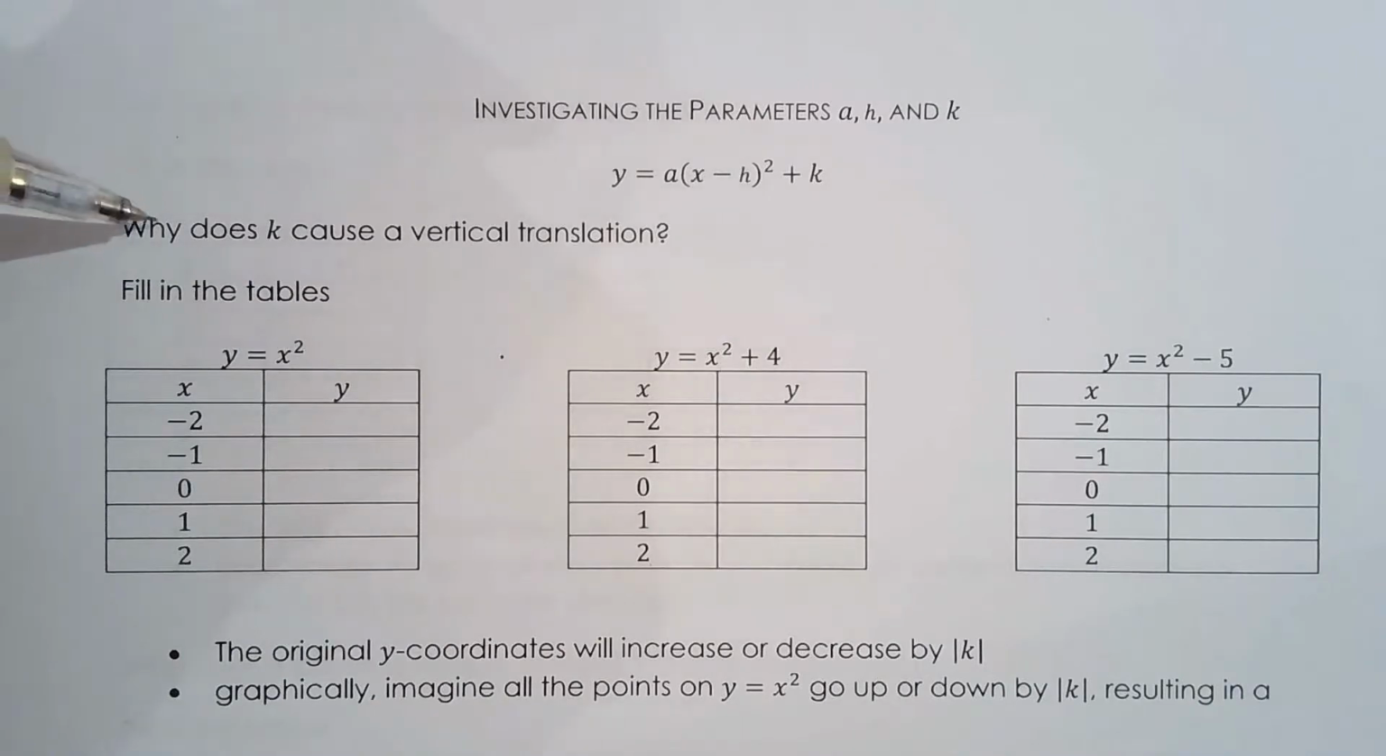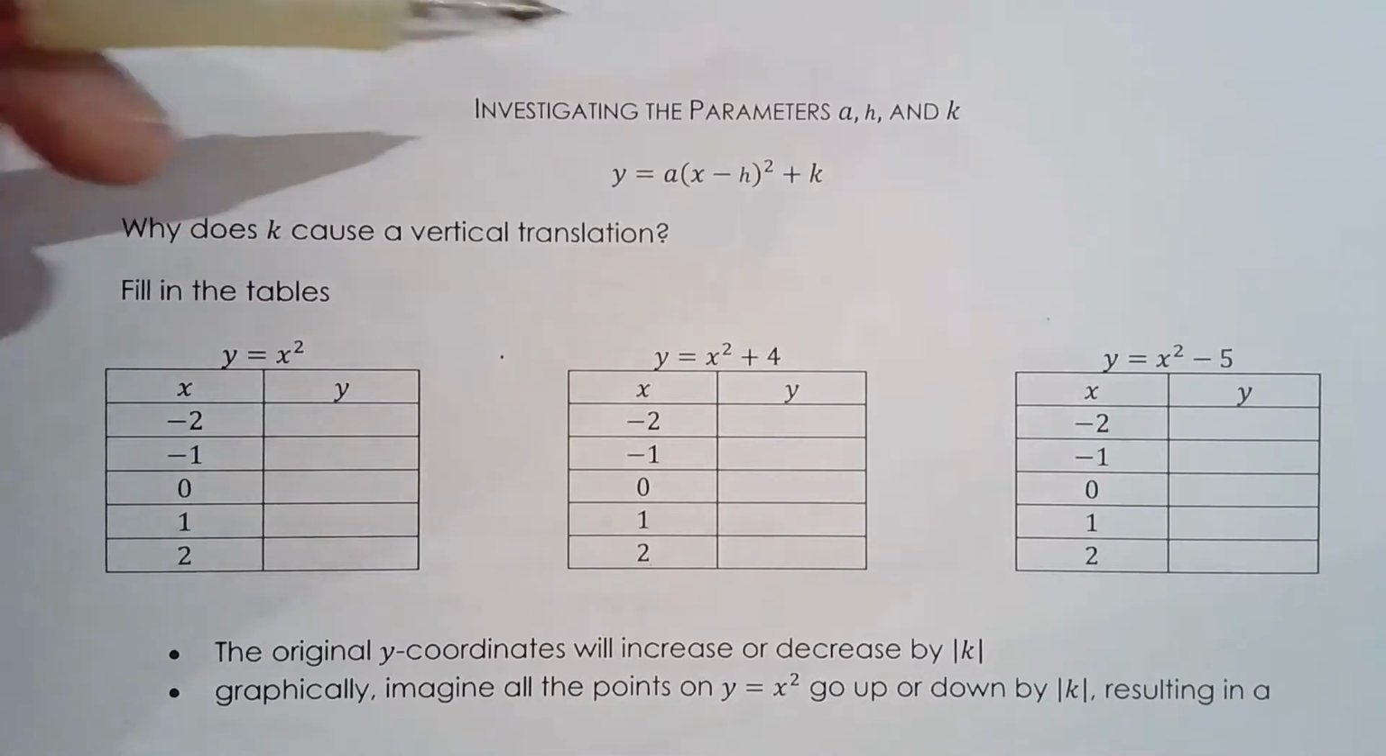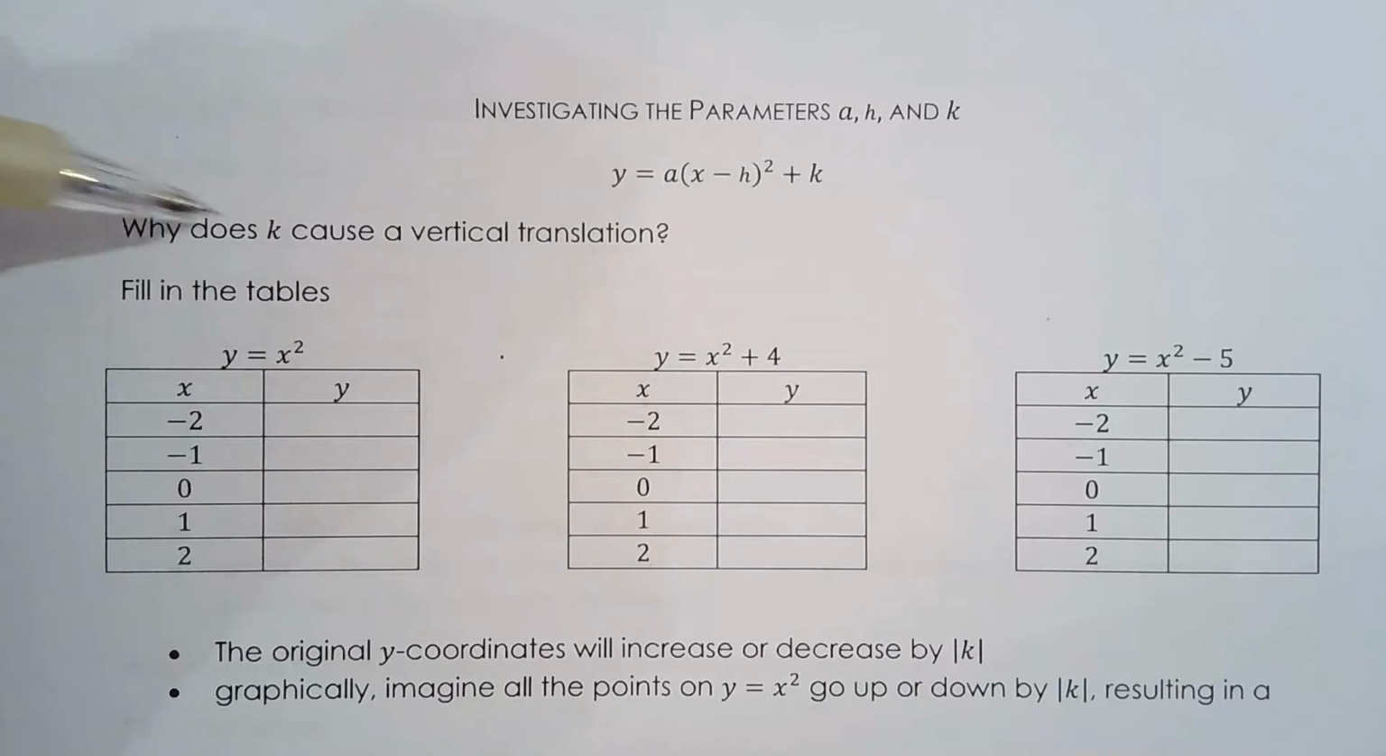Okay, so let's go with k first. So it's a, h, and k. We're going to work with k first. Why does k cause a vertical translation, whether it's up or down? We're going to see why that's the case.